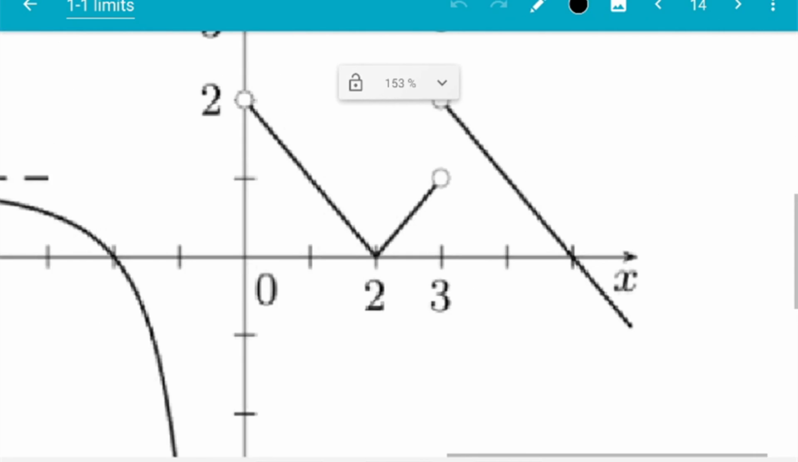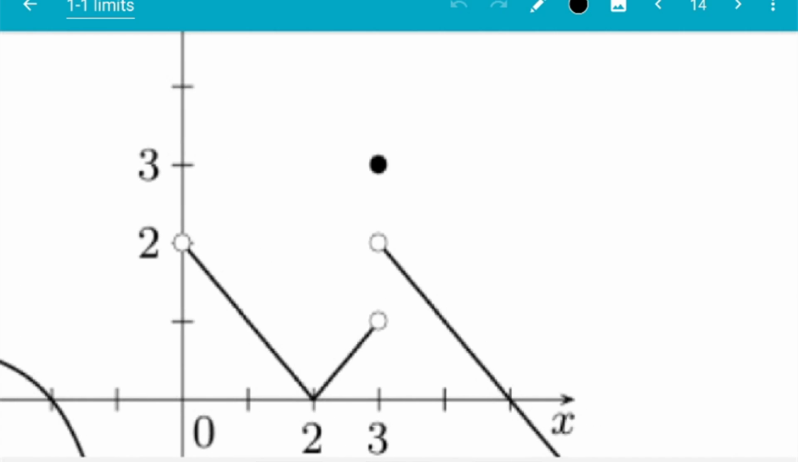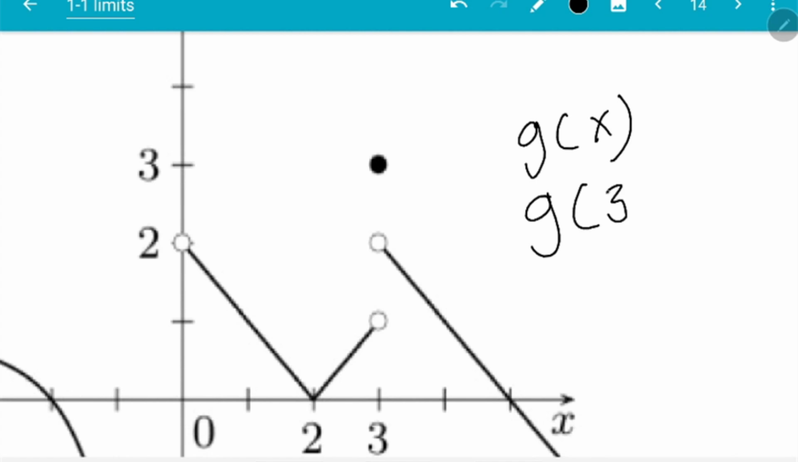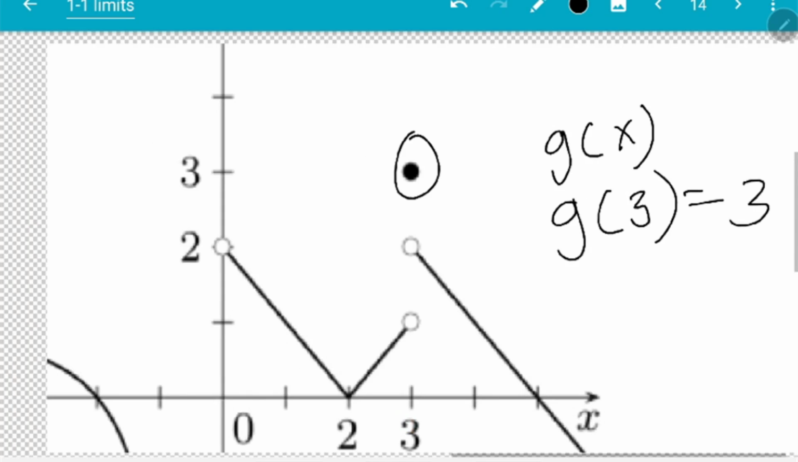Now I'm going to zoom in over here, and let's look at 3. If I were to plug 3 into this piecewise equation, technically, assuming this is g of x, what is g of 3 going to be? If I plug in 3, what's the actual number I get? It's not here. It's not here. It's wherever it's filled in. So g of 3 is going to be what? 3, right? And so because of that, that's what g of 3 is.